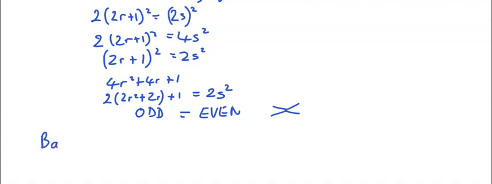So we have the base case. 2 to the power of 1 upon 2 to the power of 1 is not a member of the rational numbers. But before we proceed with the induction, we have to establish a particular lemma.